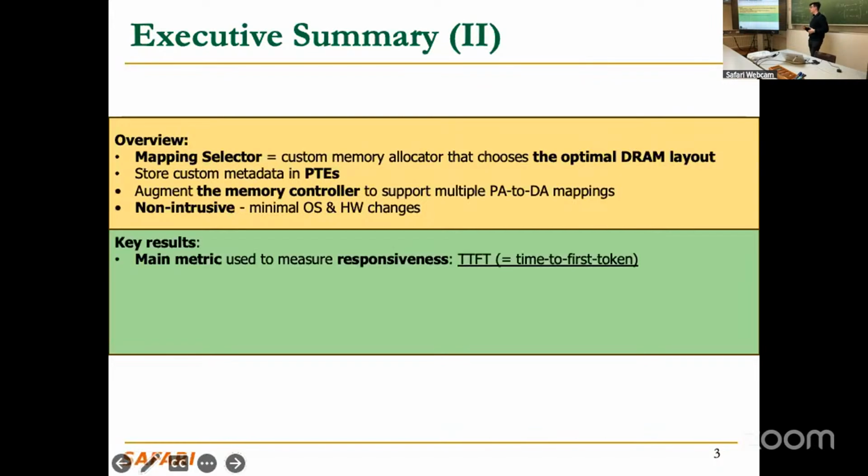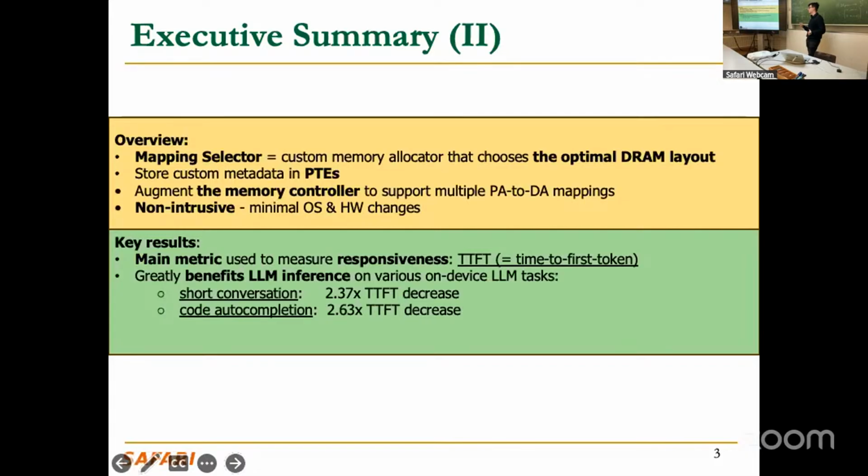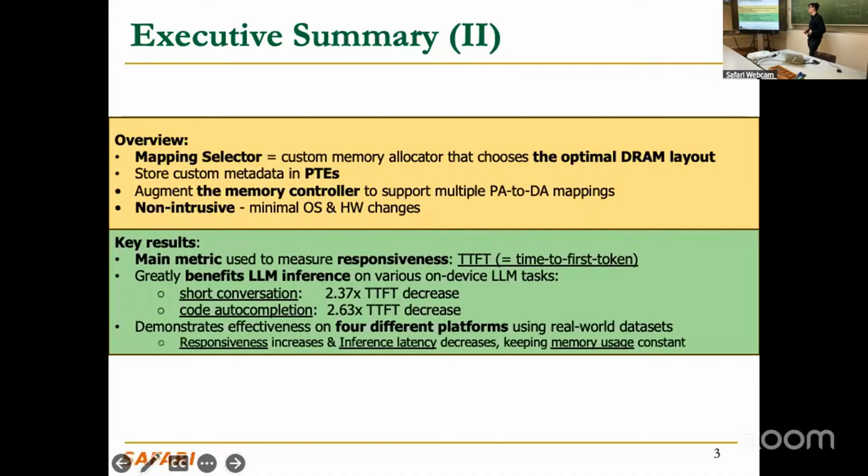The key results revolve around the main responsiveness metric, which is time to first token. Facil manages to greatly benefit LLM inference on various tasks, such as short conversation and code auto-completion. It demonstrates effectiveness on 4 different platforms using real-world datasets. In the end, Facil is going to increase responsiveness and decrease inference latency, all of this while keeping the memory usage constant.